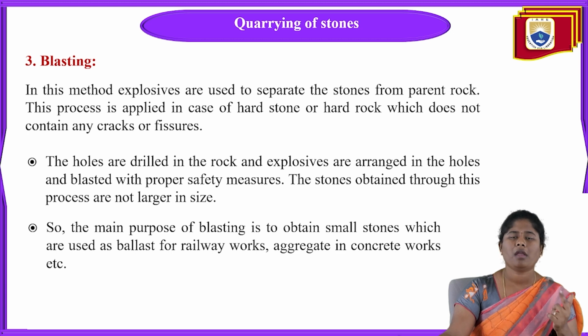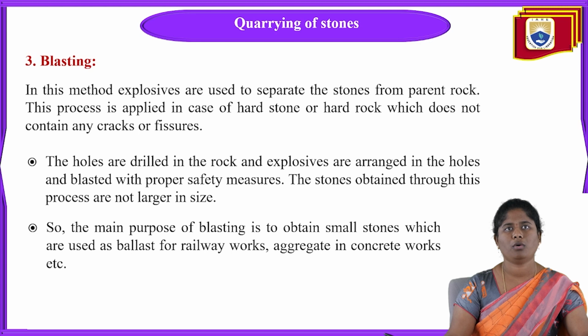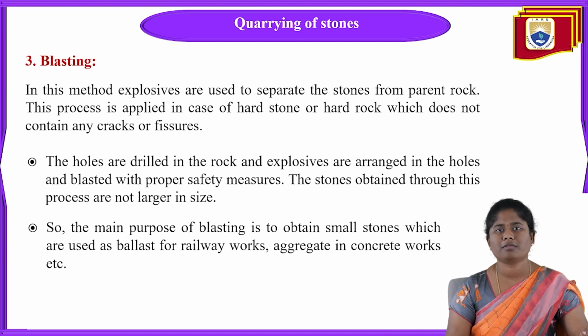Now, I told you earlier, a fissure is nothing but a narrow opening in the crystalline structure, and this crystalline structure is nothing but rock. In this process explosives are used to separate the stones from the parent rock. You can see this process is applied in the case of hard stone and hard rock only, which does not have any type of cracks or fissures. What is the process for blasting? First, we have to drill the holes on the parent rock.